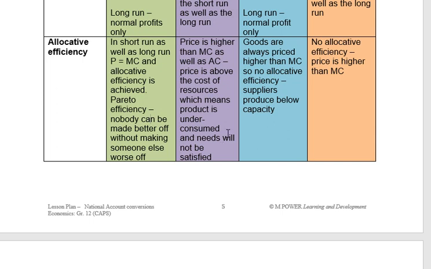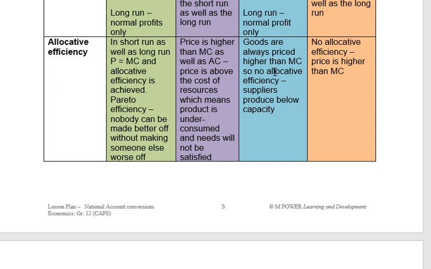All right, for the monopoly, in terms of allocative efficiency, at the point where profits are maximized, the price is always going to be higher than the marginal cost. That's what we are looking for. It means the price is higher than what it actually costs. So the product is under-consumed. We're not producing enough of these goods, so there will be consumer needs that will not be satisfied. So it's not allocatively efficient, because price is higher than marginal cost.